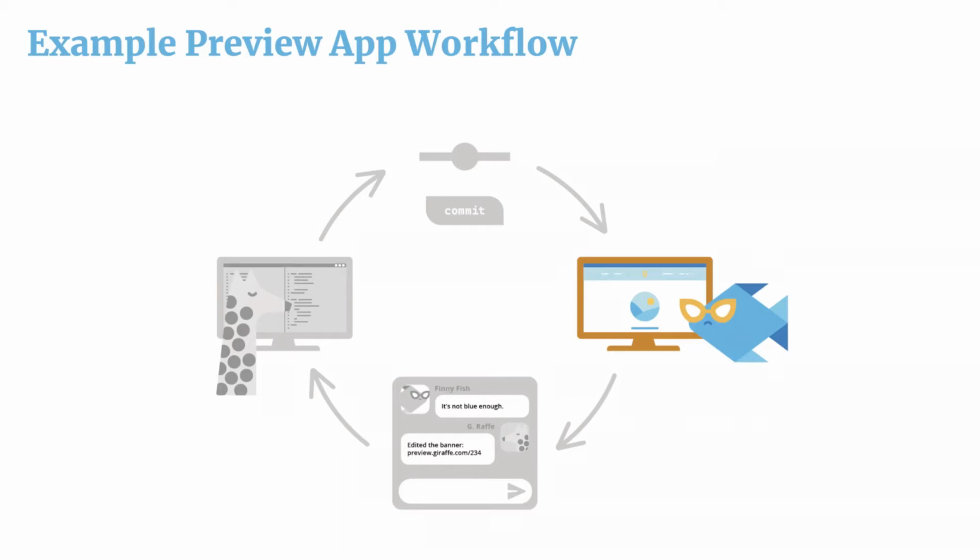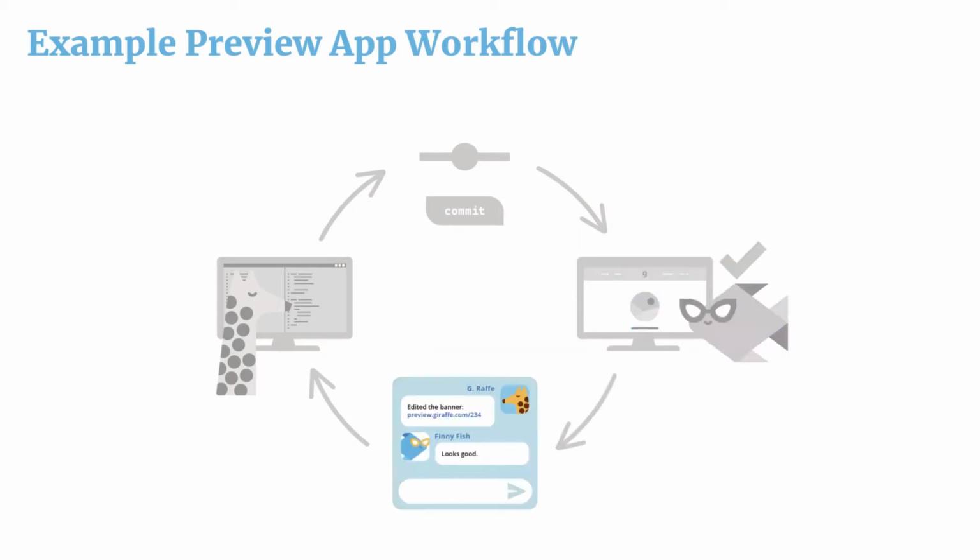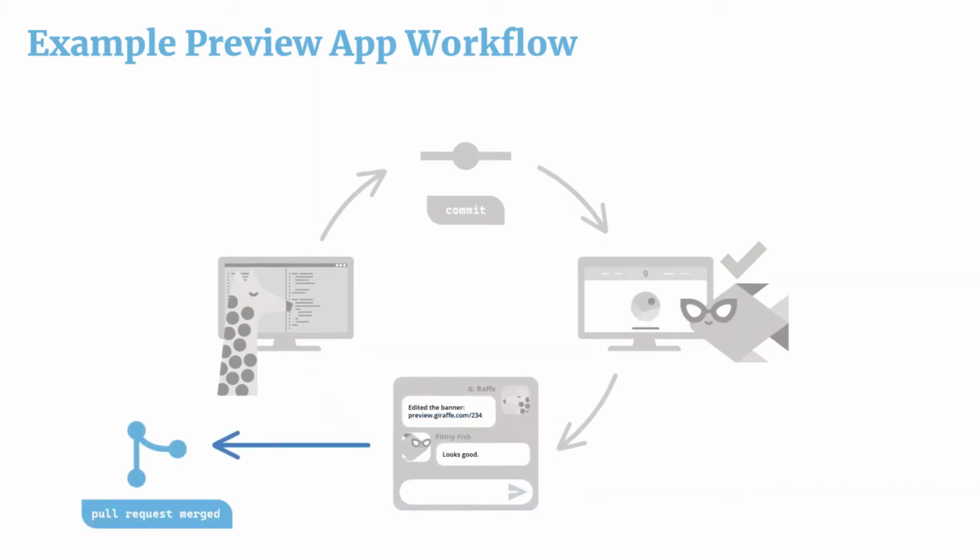This feedback loop using preview apps continues until all stakeholders are happy with the new feature, at which point the code can proceed to the next step in the development pipeline. Once the developer merges their feature branch, the pull request is closed, and any connected preview apps are automatically torn down.